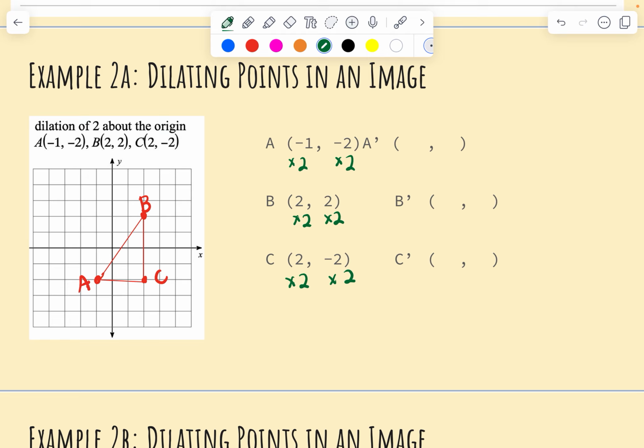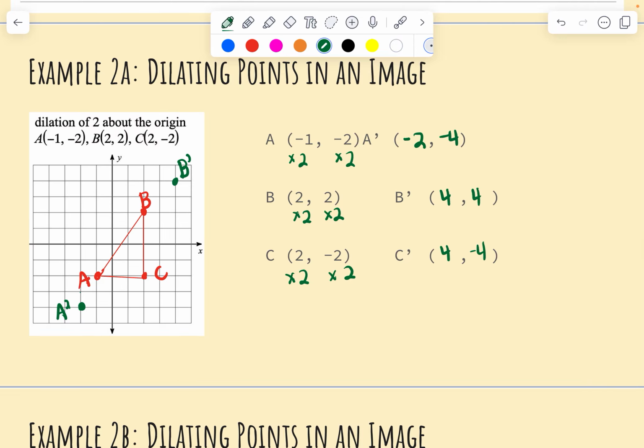So our new A prime then would be (-2, -4). Our new B prime would be (4, 4). And our new C prime would be (4, -4). So let's look at that graph. Our new A prime, (-2, -4), is down here. Our B prime, (4, 4), is up here. And our C prime is (4, -4), so down here.